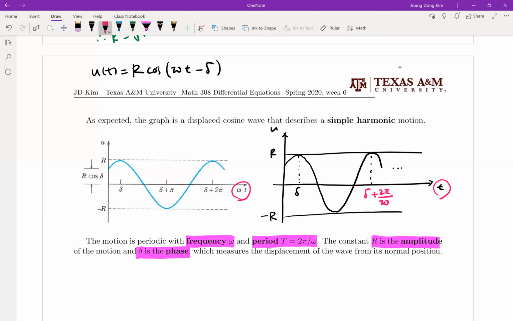So that's it. In the next video, we're going to talk about example 2, which is the undamped free vibration motion.